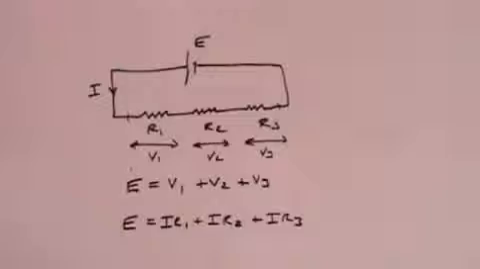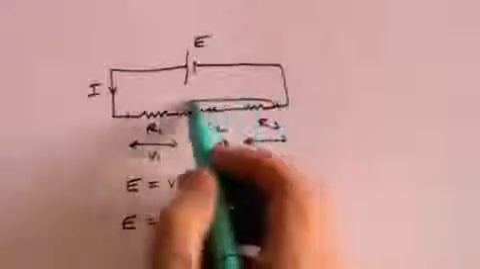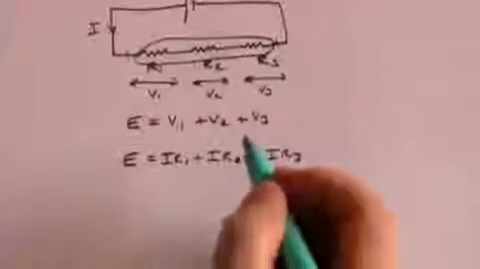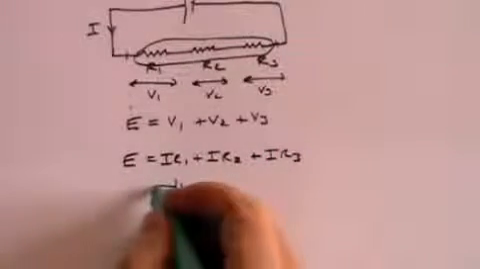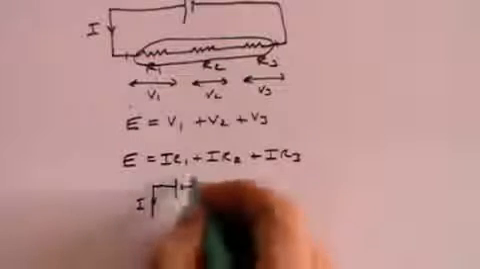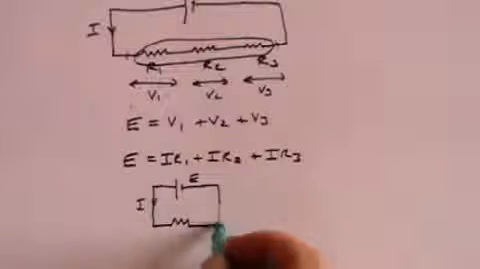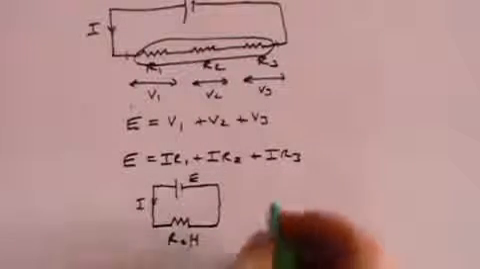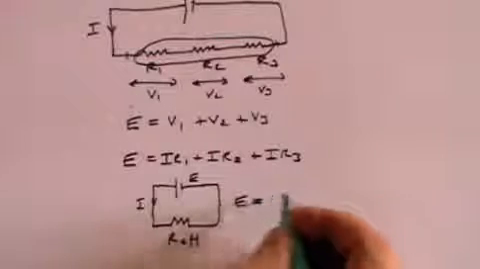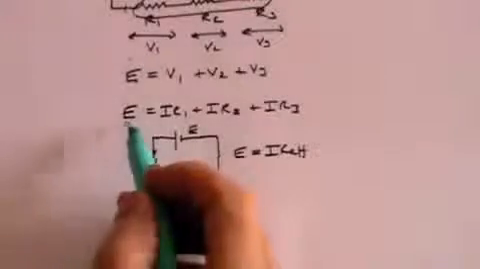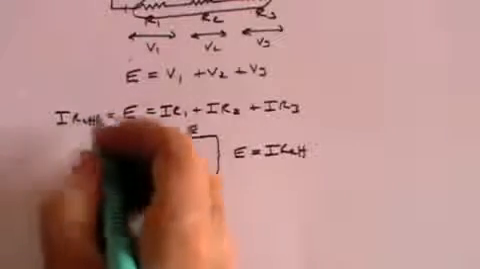Now, what we're trying to find is what is the effective resistance of those three in series. Just like we did before, here is our battery, here's our current I, battery has potential E, and we're going through an effective resistance, R effective. And in those circumstances, E equals I, R effective. So we can say that this E here is equal to I, R effective.